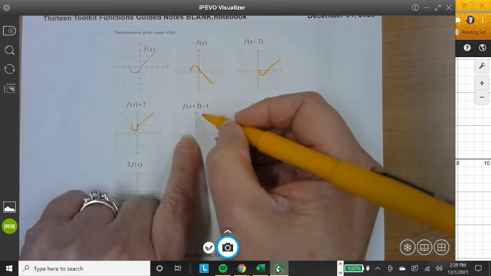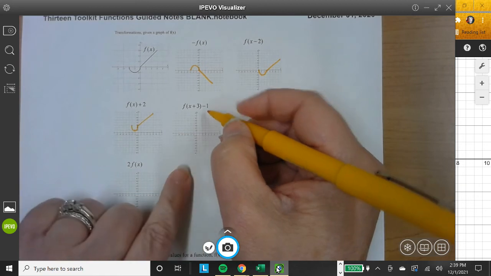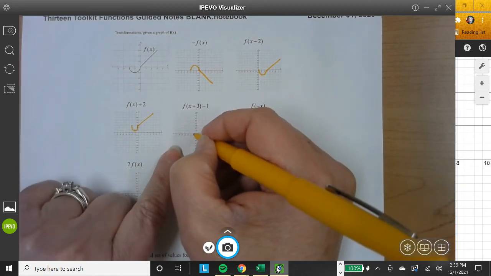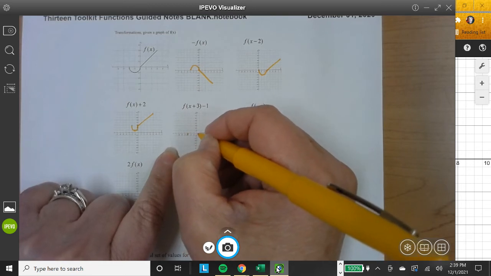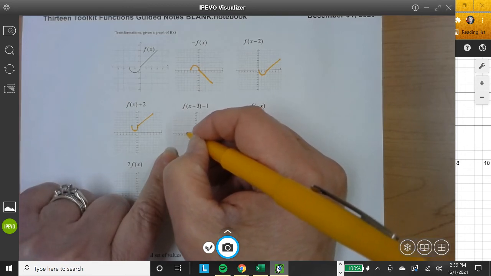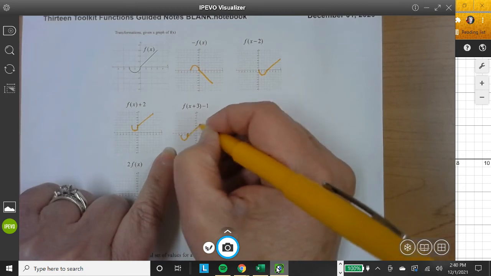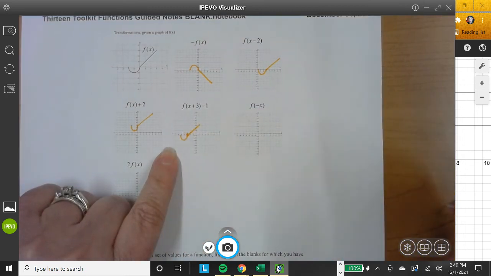This says we're going to move it left 3 and down 1. So 1, 2, 3, and down 1, sorry. 1, 2, 3, and down 1. So it should look something like that.